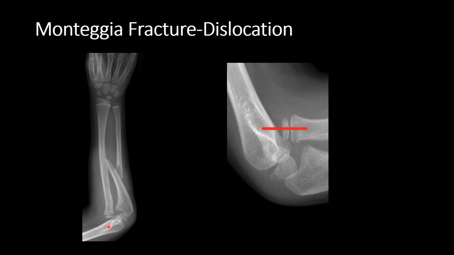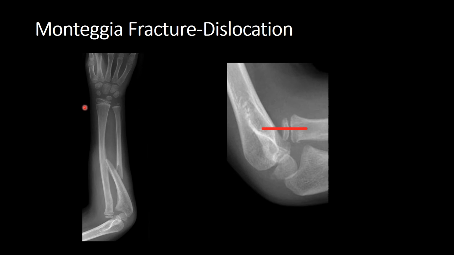the head of radius and then through to the capitulum. And we can quite clearly see that the radiocapitellar line is nowhere near the capitulum, and therefore we have a dislocation of the radial head. Now let's look a little bit more closely at this fracture.